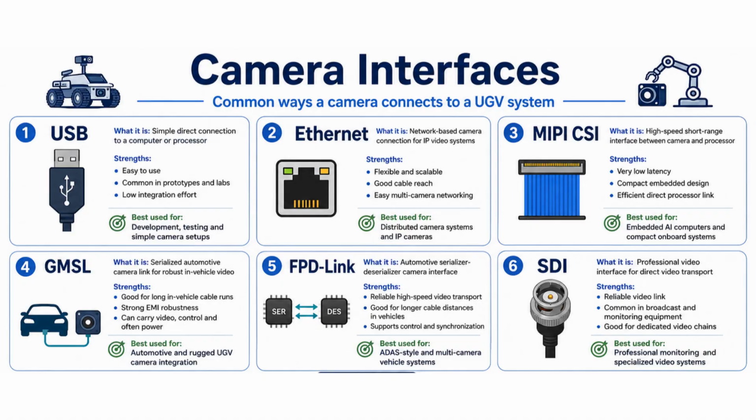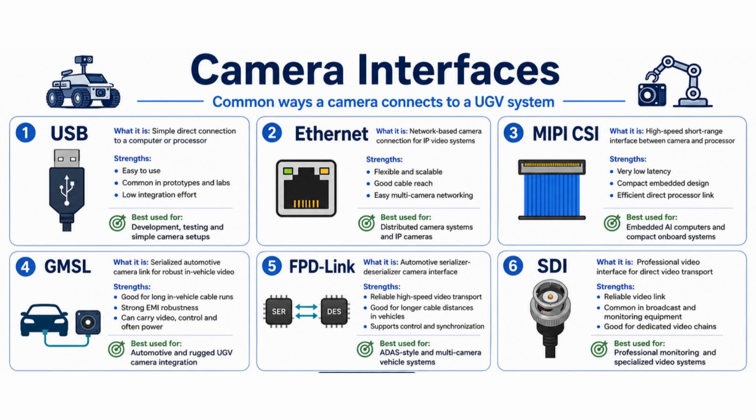Now let us compare the main camera interfaces used in unmanned ground systems. USB is simple and easy to integrate, making it useful for prototypes, testing, and laboratory setups. Ethernet is more scalable and works well when several IP cameras must be connected through a common vehicle network. MIPI CSI provides a short, high-speed connection directly to an embedded processor. It is suitable for compact onboard AI computers, but cable length is limited.